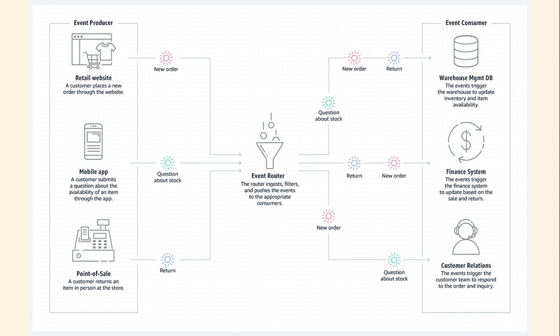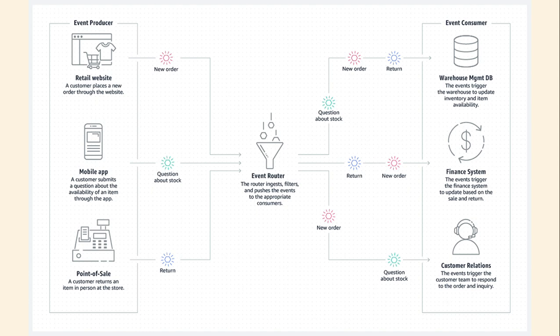So we have different kinds of events generated, and each of these is intended for a different recipient. For a new order, maybe a warehouse management DB is the consumer, and for the mobile app, the finance system is the one consuming that, and the customer relationship manager is another consumer which can listen to the events generated by the producer.